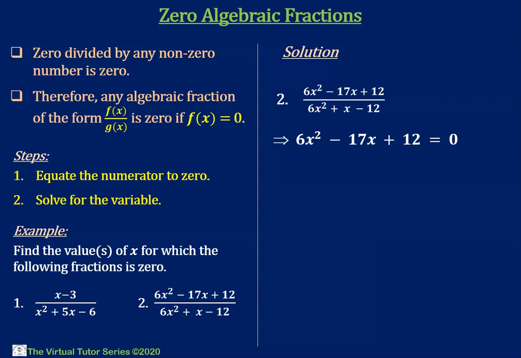Now, the left-hand side of the equation is a quadratic expression. So what we have to do is to find two factors of the product of the coefficient of x squared and the constant term, which will sum up to the coefficient of x. The coefficient of x squared is 6. The coefficient of x is negative 17, and the constant term is 12.